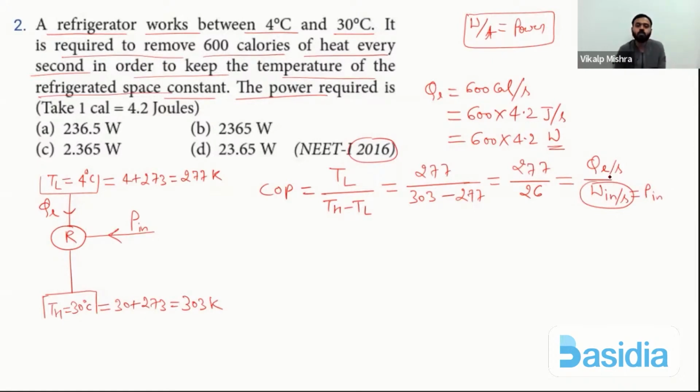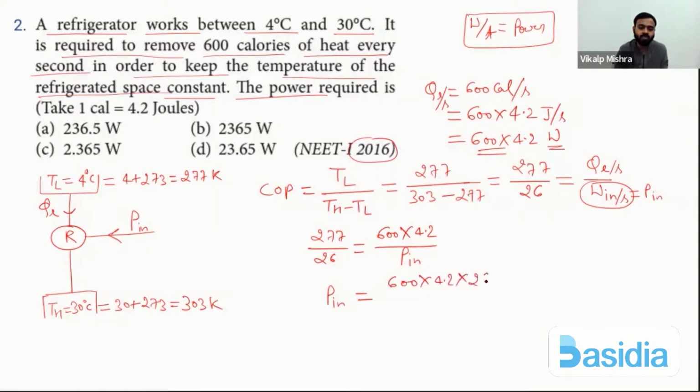So what is given to us? Q extracted per second, that is what is given. Now there is nothing more to do, just put it here. So it will become 277 divided by 26 equals Q extracted per second, which is 600 into 4.2, divided by power input. Now we can find it. So power input is equal to 600 into 4.2 into 26 divided by 277. Solve it and you will get the answer.